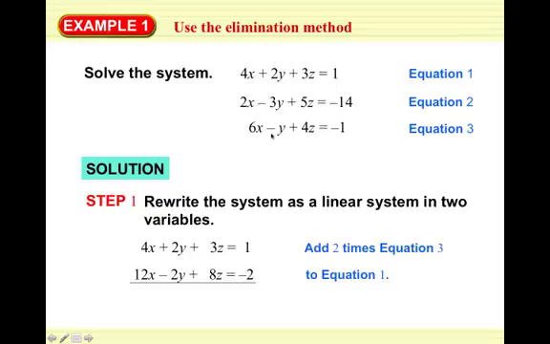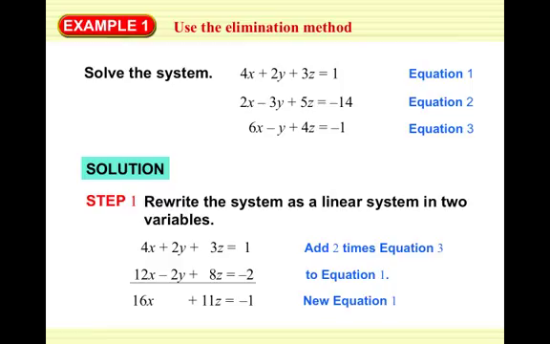And then we're going to multiply everything in equation 3 times 2. So 6x times 2 is 12x, and then we'll have minus 2y plus 8z equals negative 2. Now we're going to add these two equations together, and our y's will be eliminated. So we've got 16x, and the y's are eliminated, plus 11z equals negative 1. So this is your new equation 1.